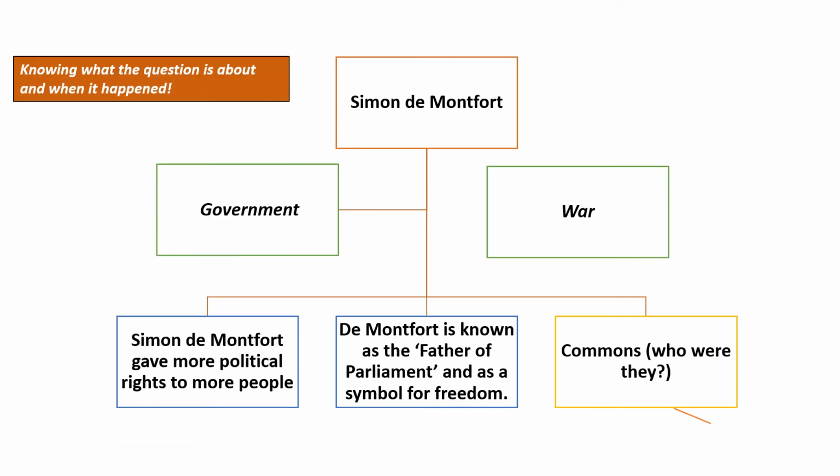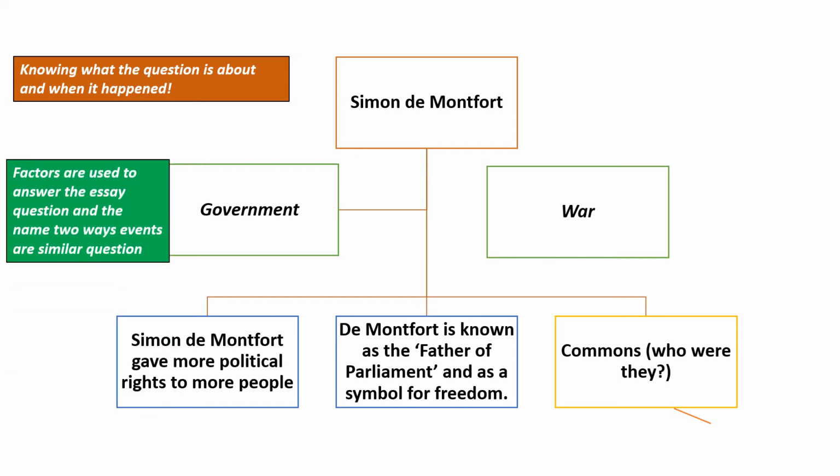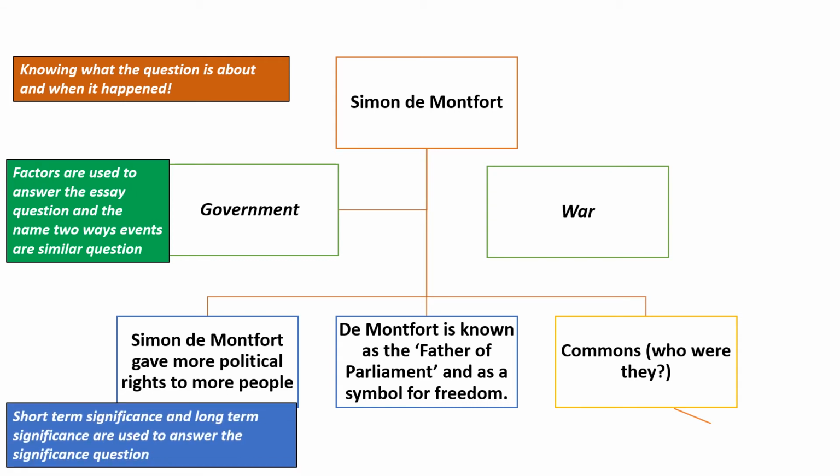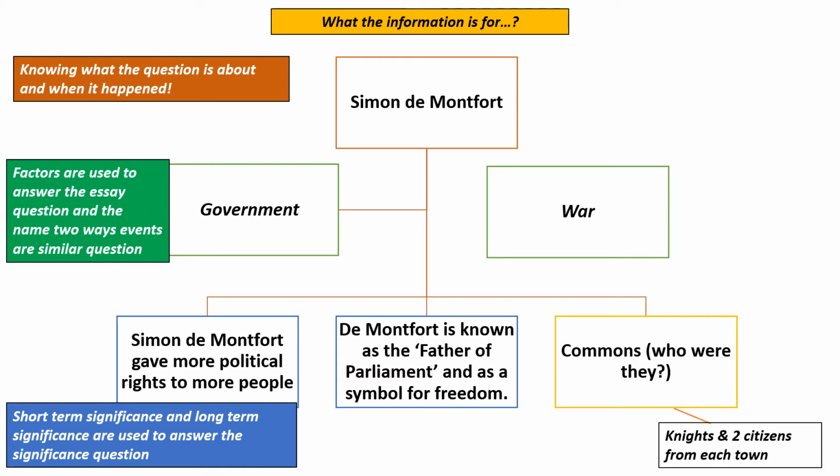So our top box is for knowing what the question is about and when it happened. You know those events in order, and you know the dates for them. The green boxes are for the factors. They're used to answer the essay question, and the name 2 ways events are similar question. The blue boxes are your short-term significance and long-term significance, a paragraph for each. That is what that information is for, and that is how you should use those slides to revise.